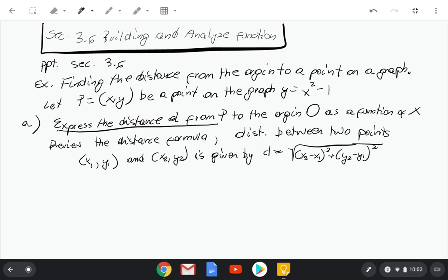Okay, so we need to create that formula. We need to create a distance. So a couple things. We have to find the distance from the origin. So we have point O, which represents origin. And we know origin has coordinates 0 and 0. So you may think about that origin is your x1 and y1 in the formula. And point P, the second point, it's point P, x comma y, which belongs to the graph y equal x squared minus 1.